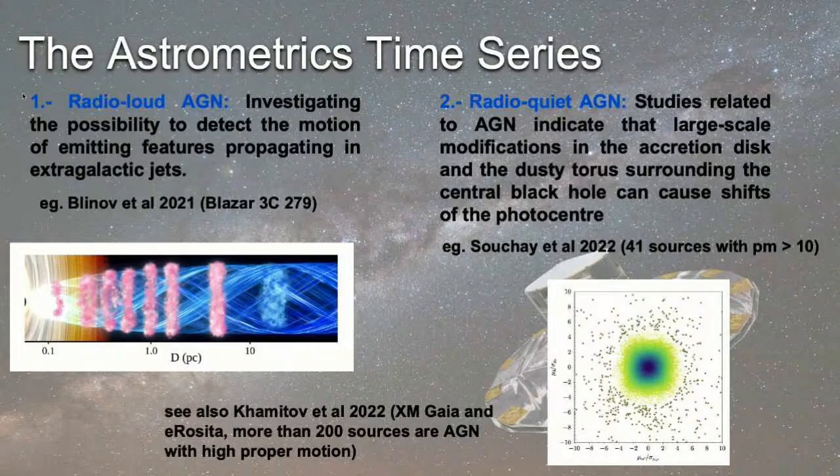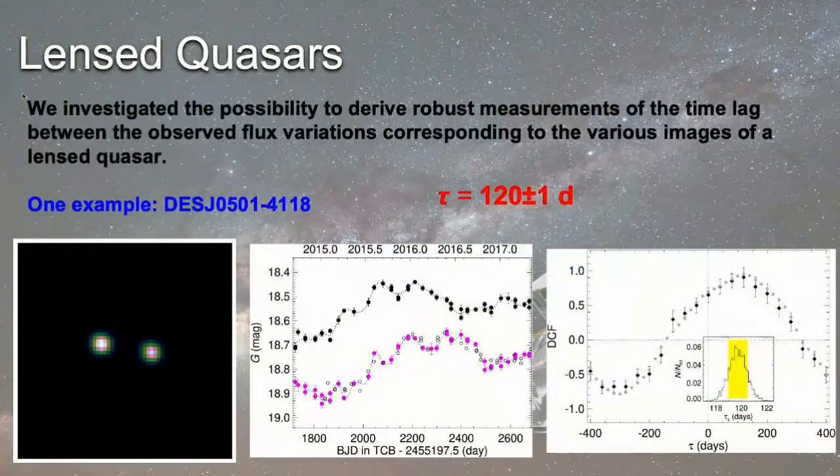But see also Kovačević et al. 2022. They cross-matched Gaia and eROSITA. They obtained more than 2,200 sources with high proper motion. Another thing we can do with Gaia data, this is in the future, but DR4 is better, is investigate the possibility of lensed quasars. We investigate the possibility to derive robust measurements of the time lag between the observed flux variations corresponding to the various images of a lensed quasar. Here is the sample. This is J0501.